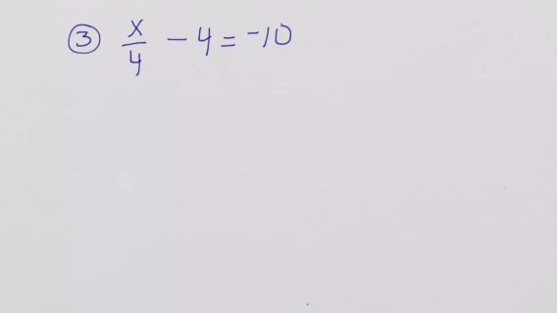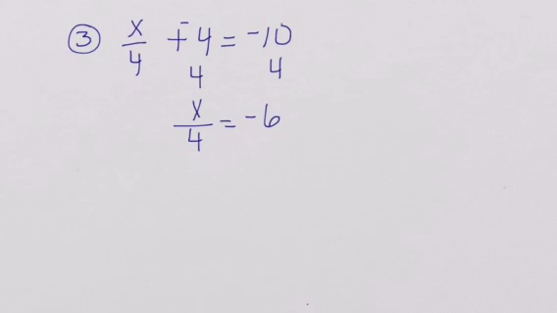Is the variable term on the left? Yes, it is. Is the variable term first? Yes, it is. Is the variable term alone? It is not. So we're going to add a line and change the sign, and we're going to zero pair out the 4. Now we have x divided by 4 is equal to negative 6.